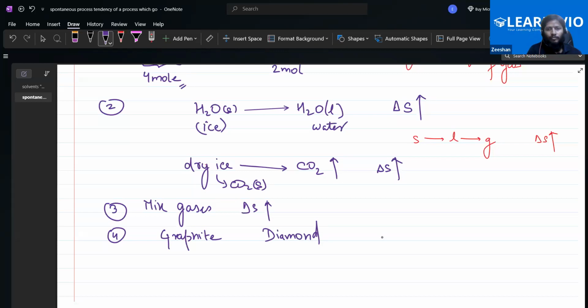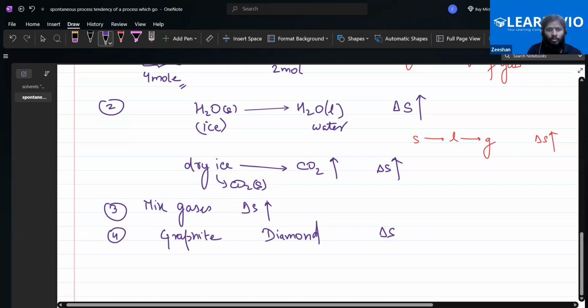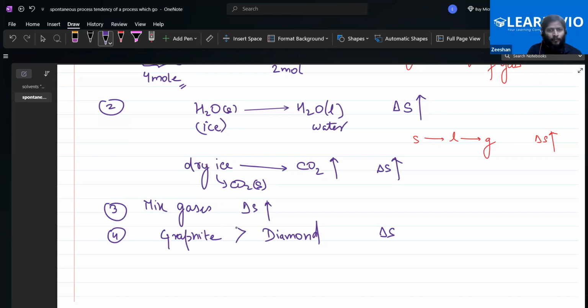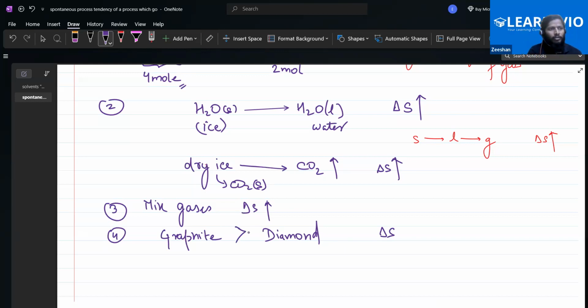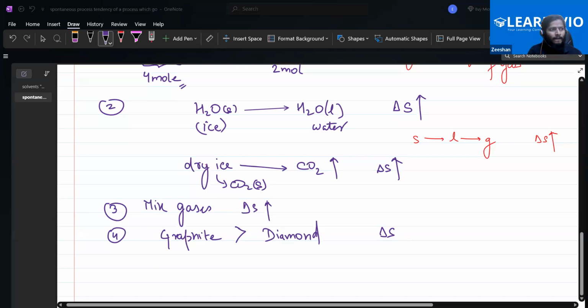Graphite. Good. Why? Diamond is the hardest substance, so it will have less randomness. Somewhat true. Any other point? Graphite is brittle and can be broken down easily, unlike diamond. No, diamond is brittle. Graphite is not brittle.